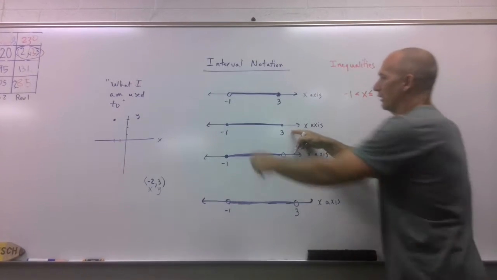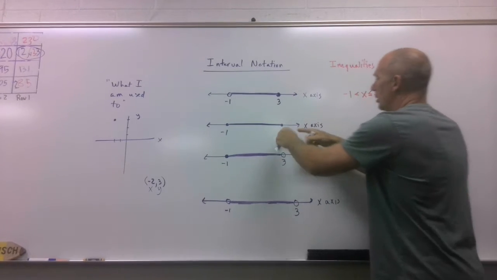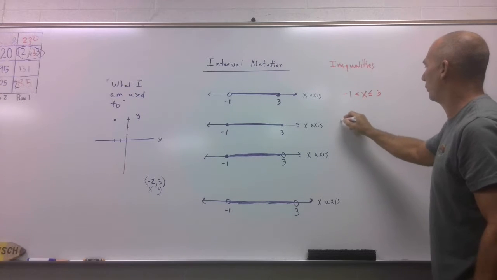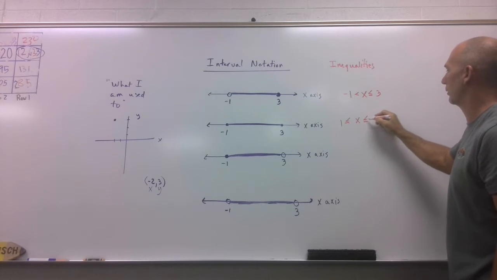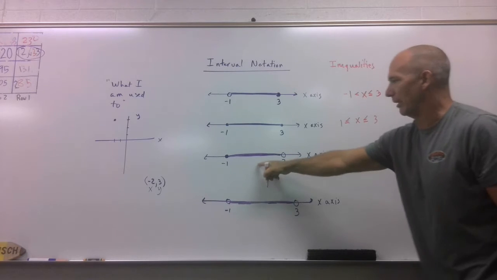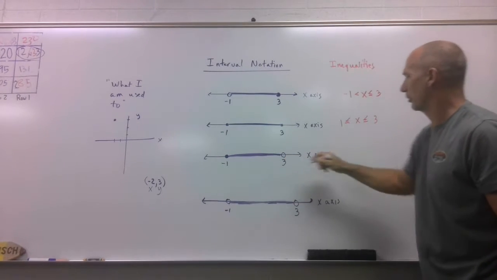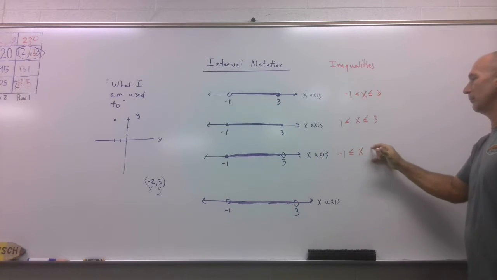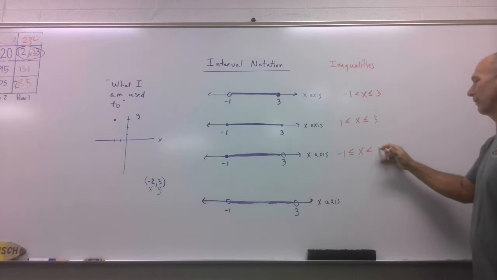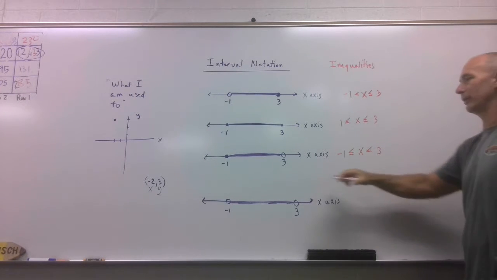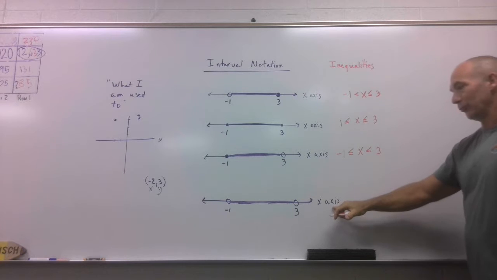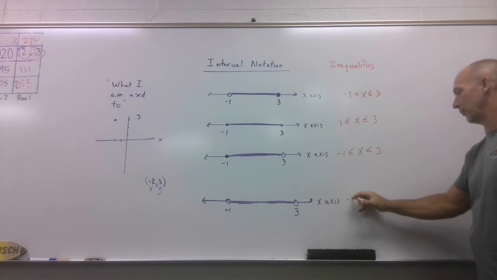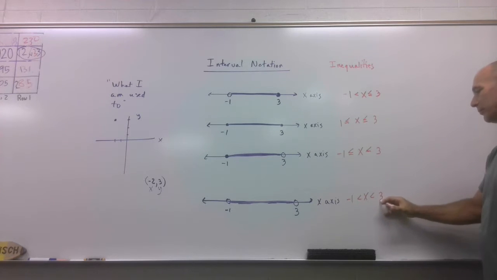Let's go down to this one. Notice, filled in circle, filled in circle. What are you guys used to? You're used to saying x is greater than or equal to 1 and less than or equal to 3. Same thing here. Filled in circle, open circle. X, because that's what we're talking about, is greater than or equal to -1, but it's also just less than 3. I almost put a little or equals. That wouldn't have been correct. This one, open circle, open circle. What does that mean? X is greater than -1, but it's also strictly less than 3.